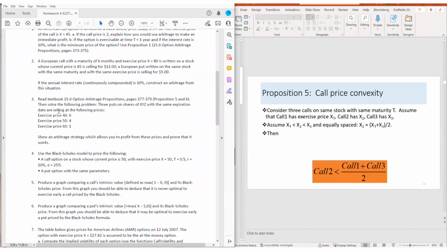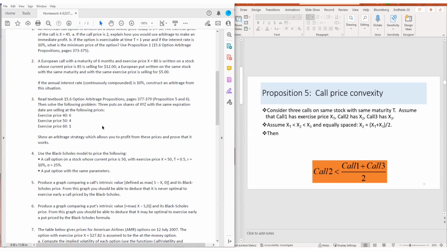Now going further to question 3, this is actually about the call price convexity and put price convexity. And I will have you spend a little bit more time on reading chapter 15.6 about this arbitrage proposition and what it is and how to prove it, how to establish an arbitrage opportunity to prove propositions 5 and 6. Proposition 5 is about call price convexity. Proposition 6 is about put price convexity.